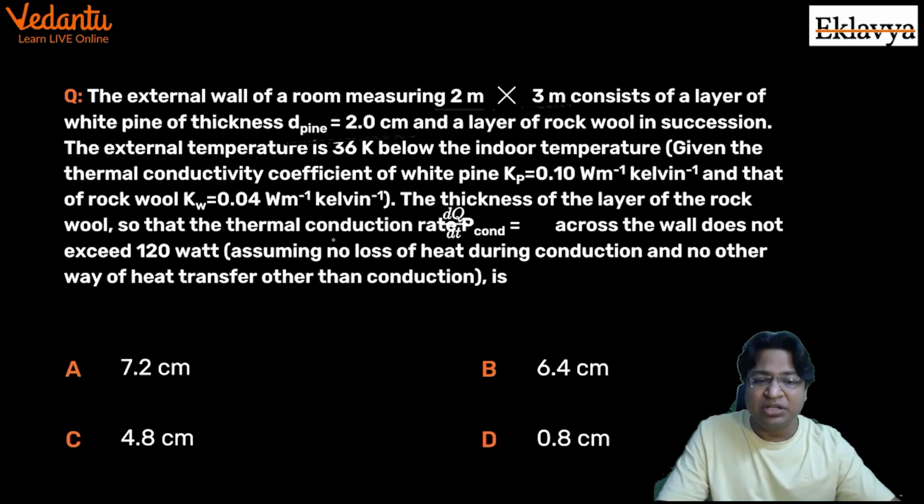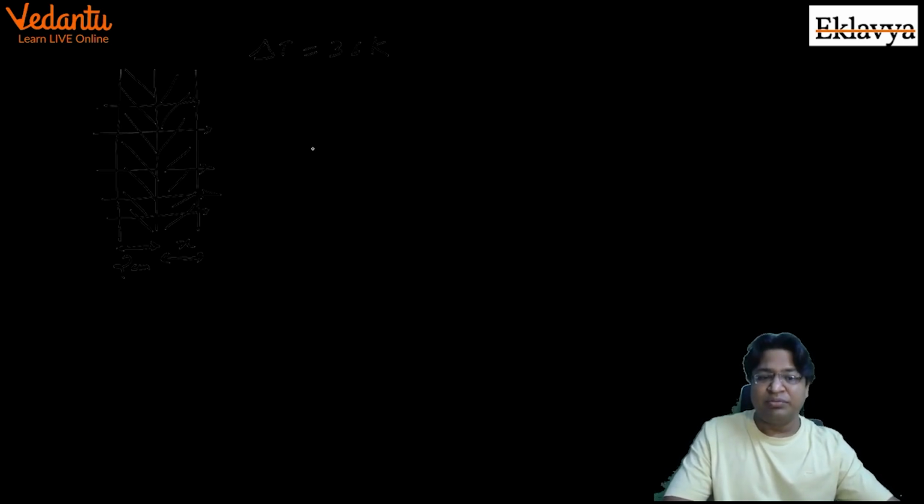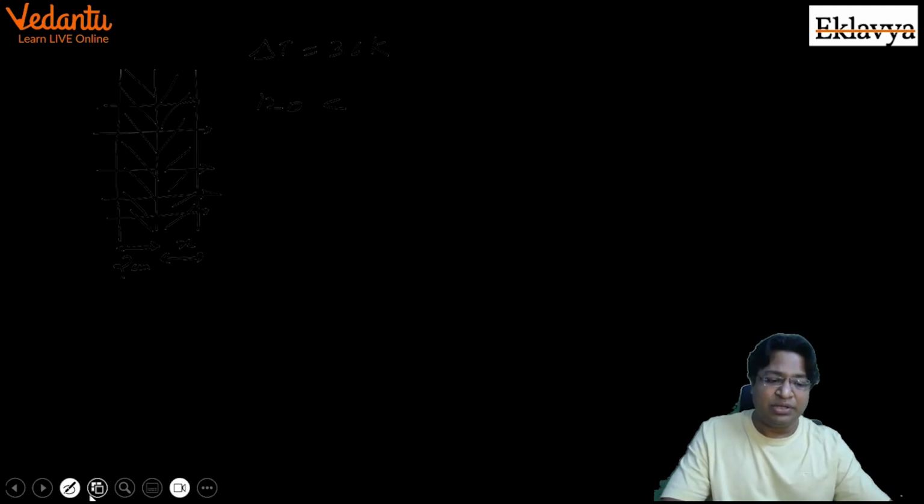So heat is flowing, let's say, from one side to the other, and the temperature difference is given to be 36 Kelvin. Let me just check whether I'm getting it right. Yes, 36 Kelvin. And the question says that the thermal conduction rate does not exceed this value. So we don't want to exceed this. The temperature difference is fixed, so basically 120 should be less than, not 120, just a minute guys.